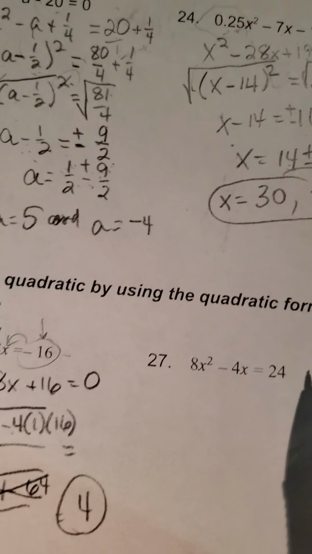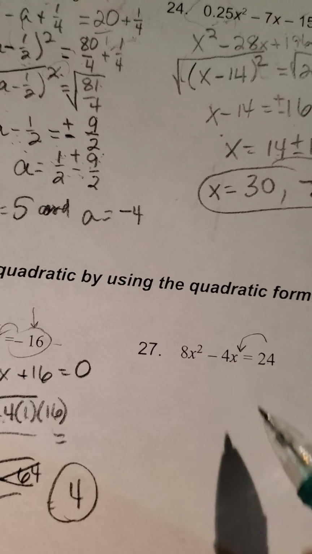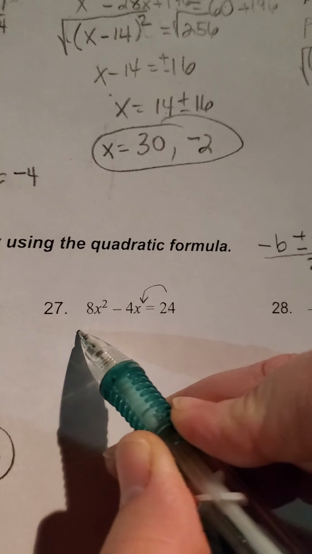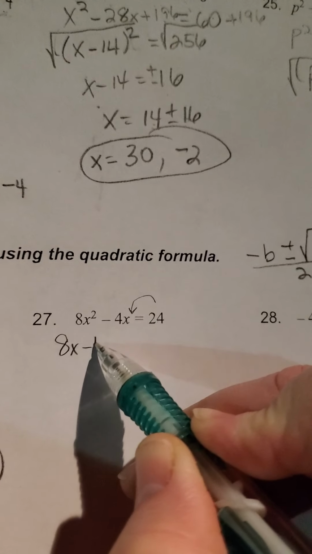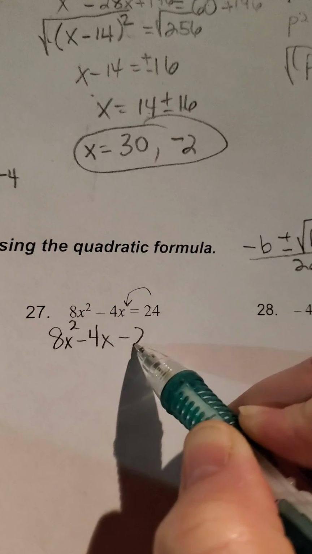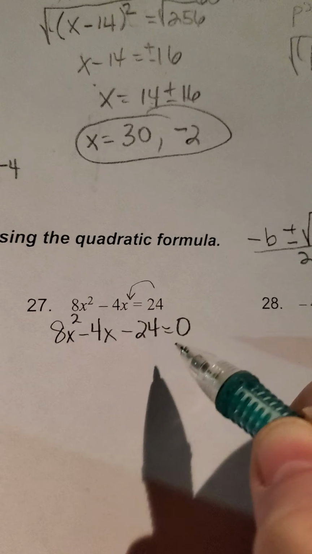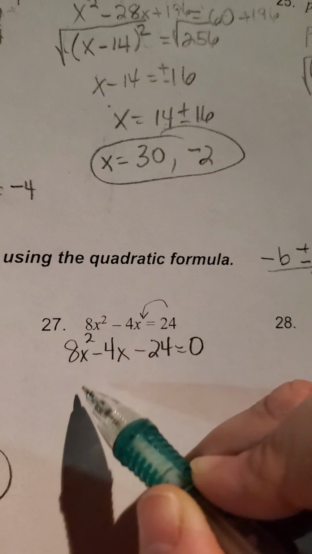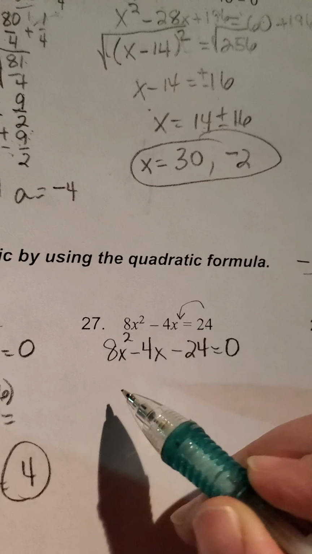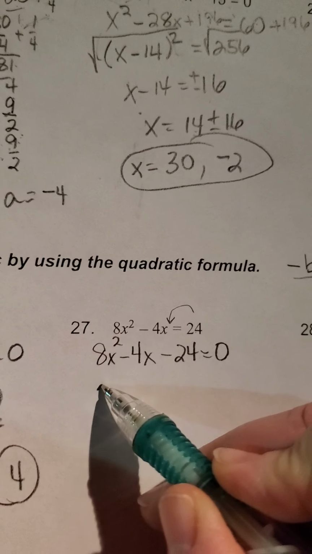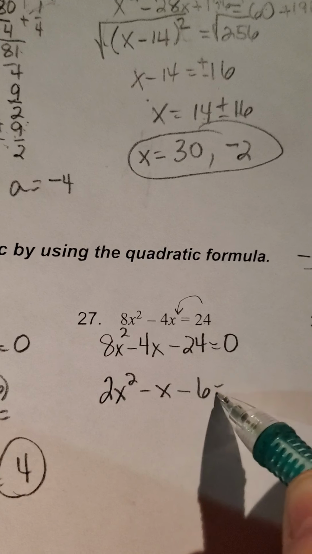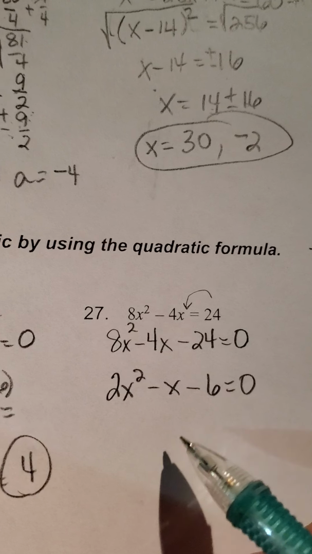Okay, again, this one, I need this 24 over here. So we have to rewrite it. We have 8x squared minus 4x, forgot the square, minus 4x minus 24 equals 0. Okay? So, I can divide all of these by 4. So let's do that. If I divide all of these by 4, I get 2x squared minus x minus 6 equals 0. That's going to be easier numbers to work with.